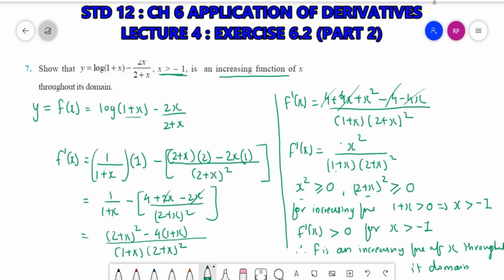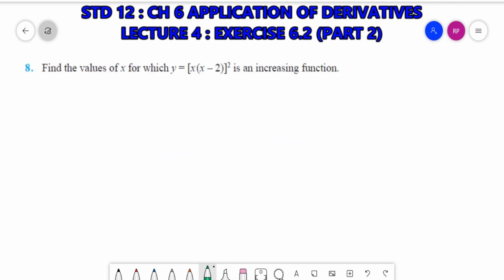Okay, now let's move to the next, that is question number 8. Question number 8: find the value of x for which y is equal to x into (x minus 2) whole square is an increasing function. So let's take y equal to f(x) equal to x into (x minus 2) whole square.